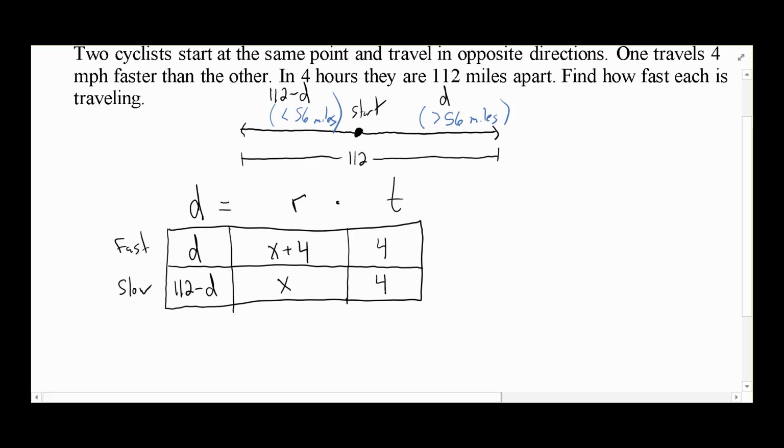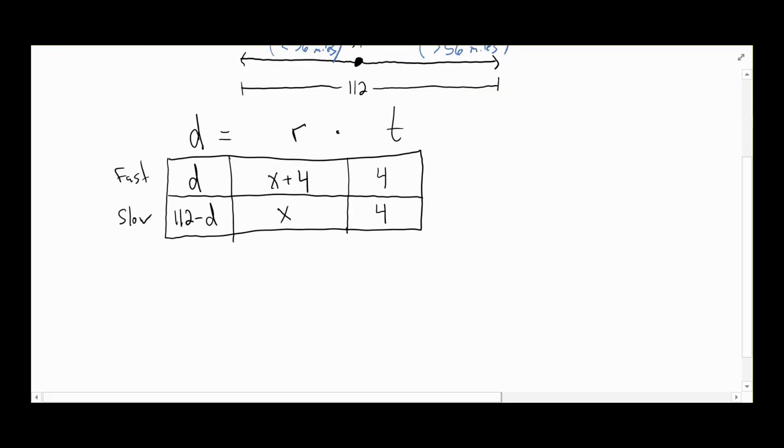All right. So now we have 2 equations, 2 unknowns. Now we can solve it that way. I want to talk about an alternate approach we could take to this. So we could look at this and say d equals 4 times x plus 4 as one equation, and 112 minus d equals 4 times x as my second equation, and I could solve this system. That's one approach that we can take to this problem.